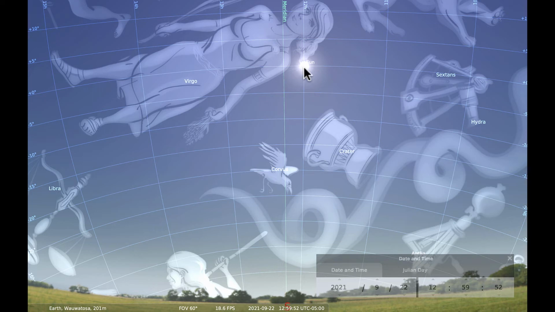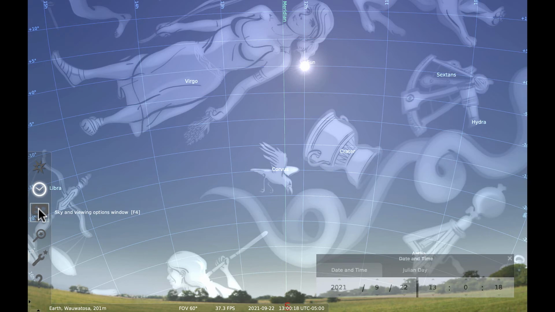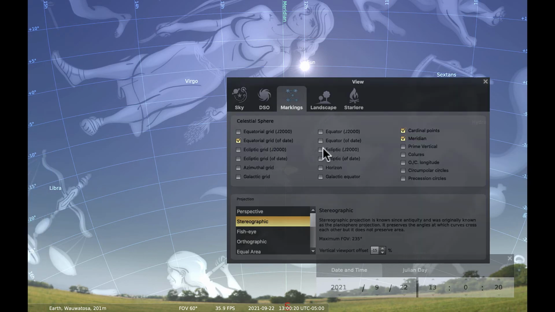It's interesting to note, by the way, that the sun is in front of different constellations in different months of the year. Although there are constellations that cover this entire celestial sphere, something like 88 constellations, there are 12 particular constellations that are special because those are the constellations in front of which the sun is passing throughout the course of the year. So I'm going to open up my sky and viewing options and mark something called the ecliptic.